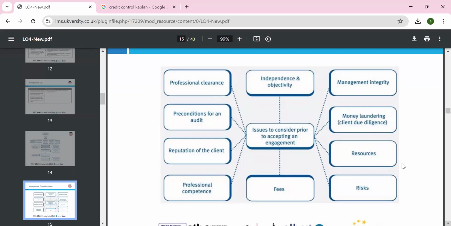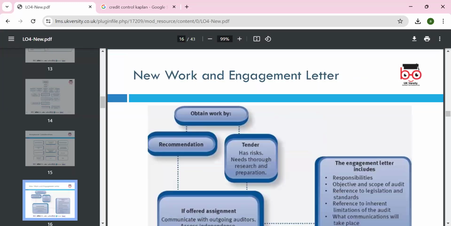Of course, we can't charge a contingent fee. It's illegal to do, like, I'll save you such tax and you will pay me half the money, half yours, half mine. It's illegal to do so. Okay, the fees we can charge according to the service we provide, according to the time we spend. Okay, so professional competencies, reputation of the client, and preconditions of an audit, always looking at these, the key points need to be fulfilled.